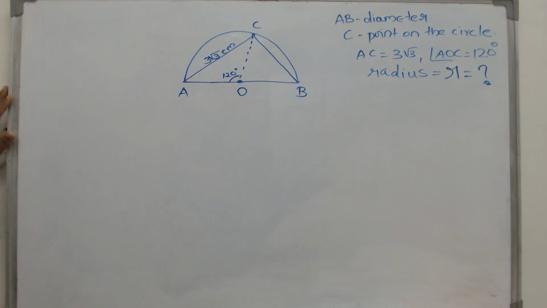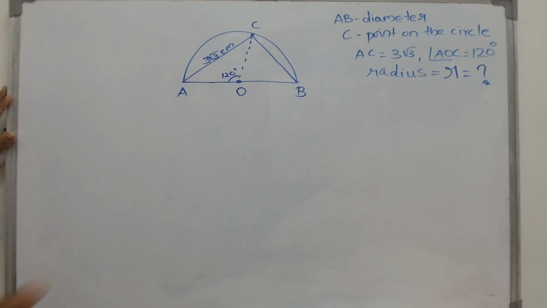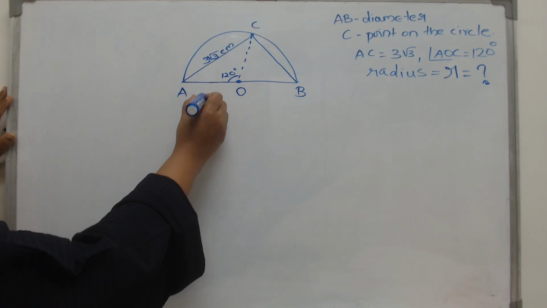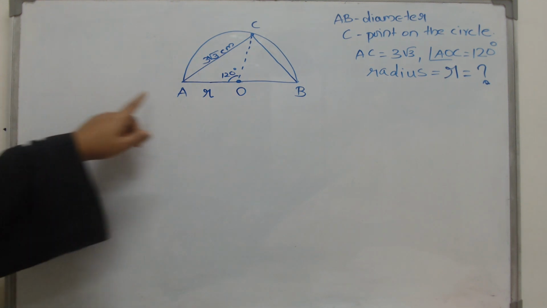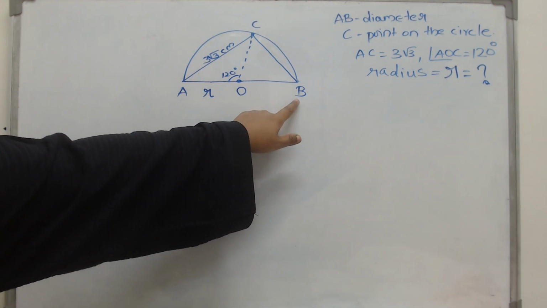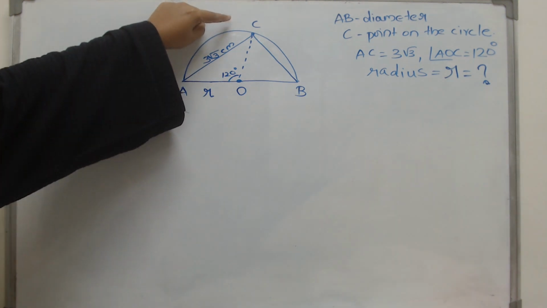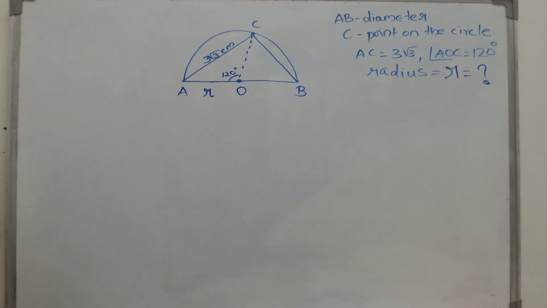Here we have a semicircle with its center at the point O. What we need to find is the radius of this semicircle. What else is given? We have a diameter AB and C is a point on the circle.